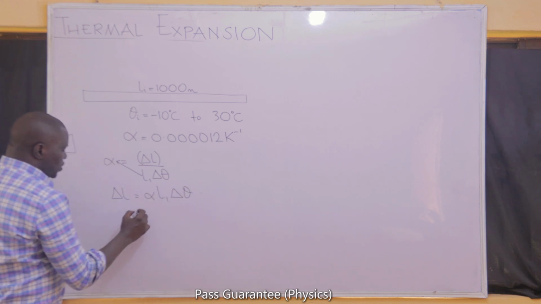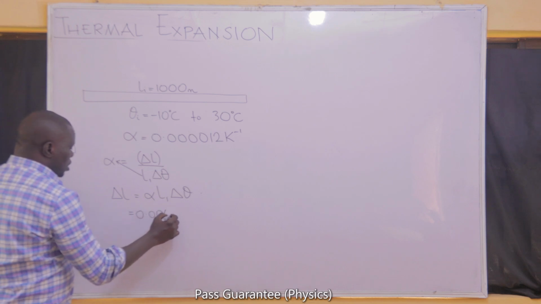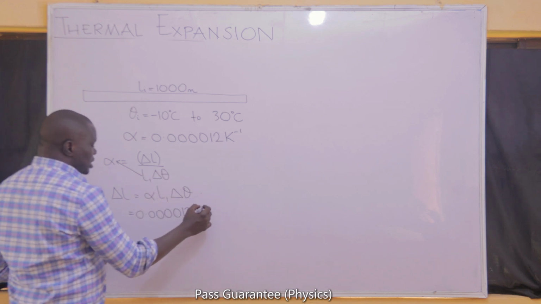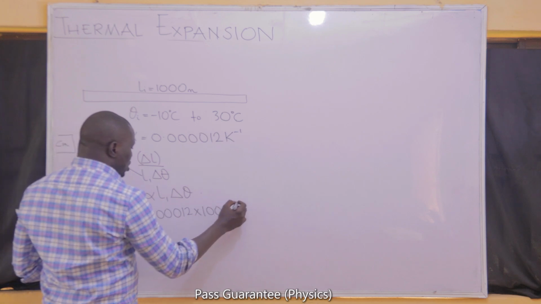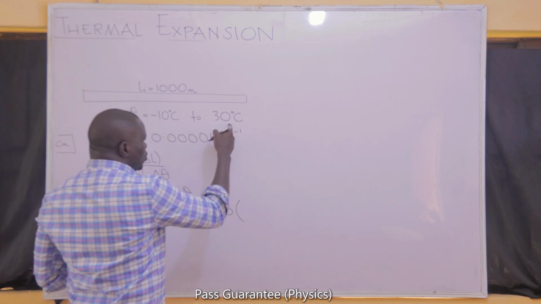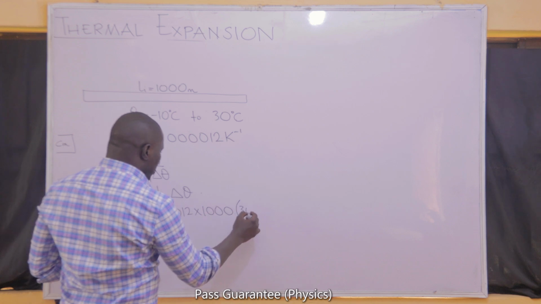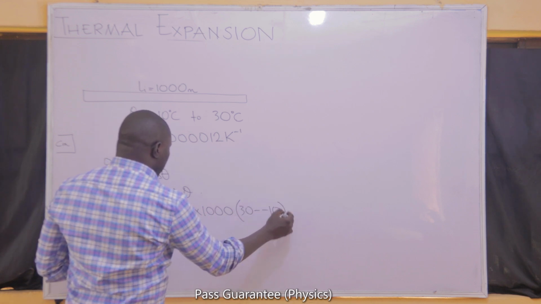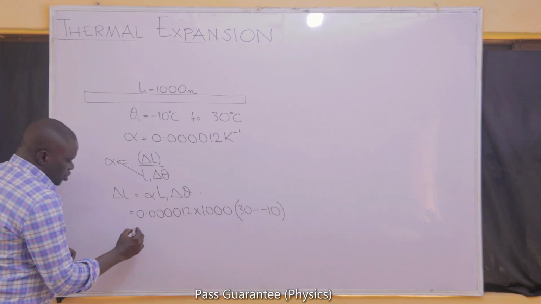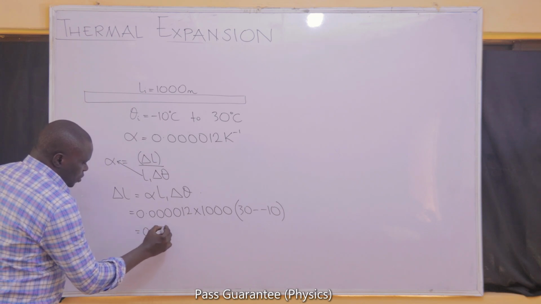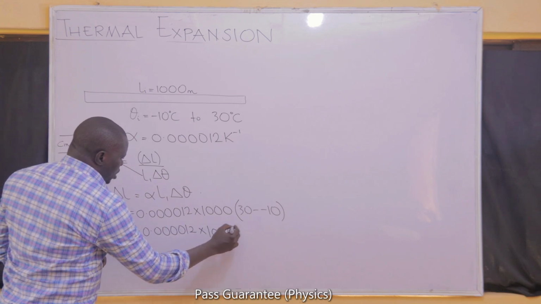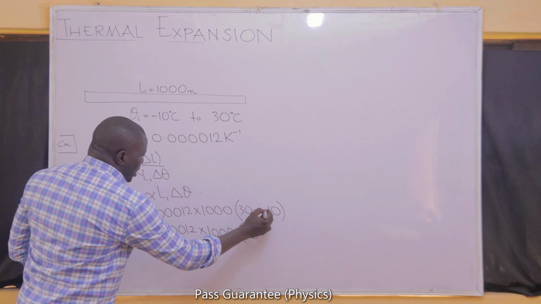The linear expansivity for this question is 0.000012, multiplied by the original length of that material, which is 1,000, while the change in temperature is the final temperature minus the initial. The temperature has been heated from -10 initial to 30 degrees Celsius final. So that would be 30 minus -10. We should have 0.000012 times 1,000, and in the brackets I have 30 minus -10, which is plus.